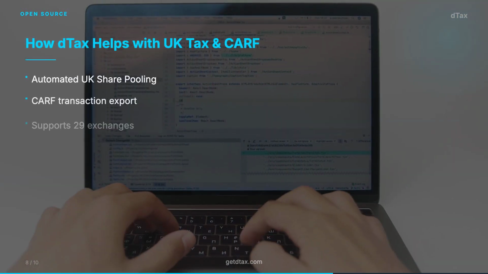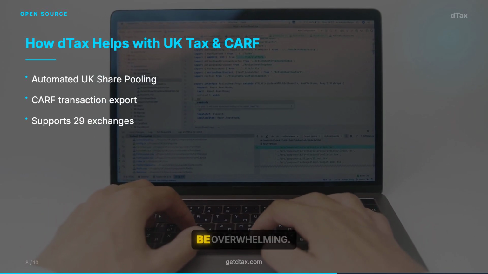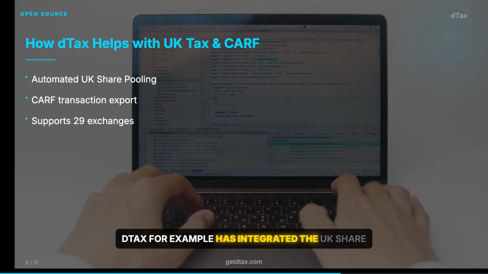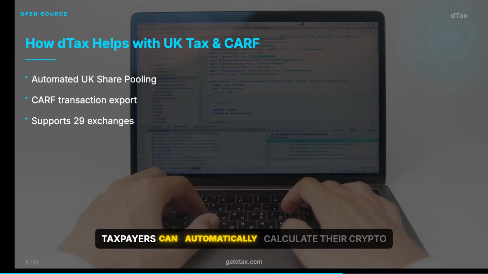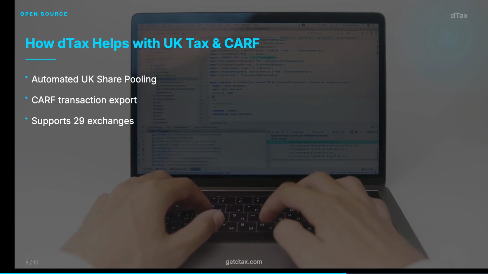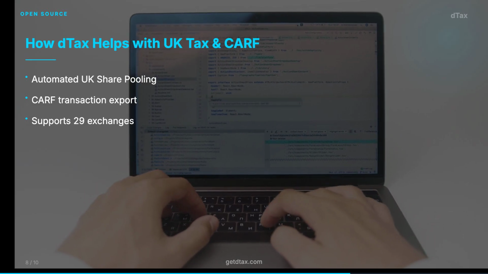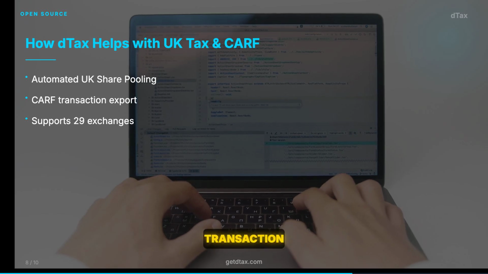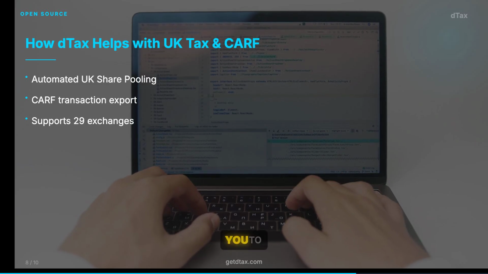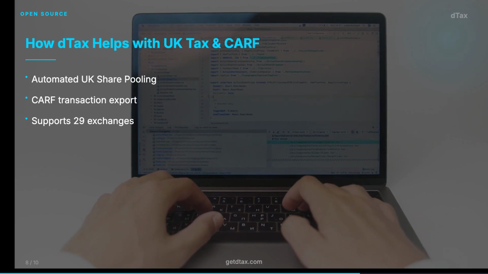So, what kind of information will these exchanges be reporting under CARF? dTax has introduced a CARF transaction data export feature that lets you see exactly what will be shared. This export generates a CSV file with 10 specific CARF format columns. These columns include things like the transaction date, type, asset, amount, counter asset, fiat value, the exchange used, wallet address, and even the transaction hash.